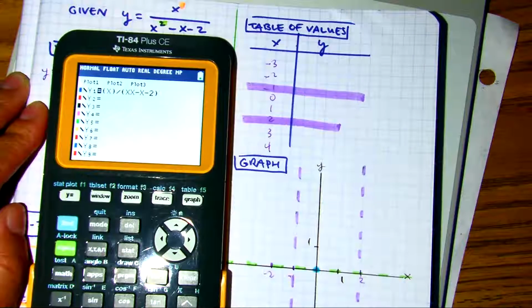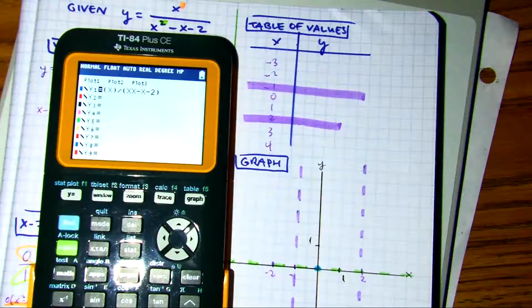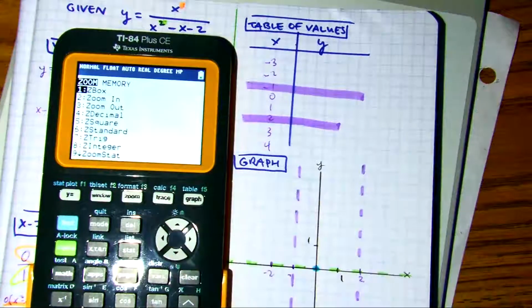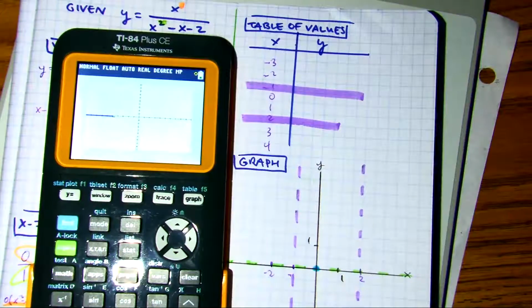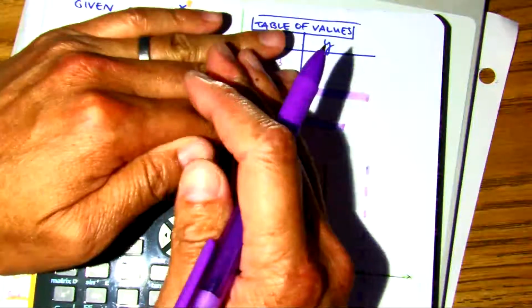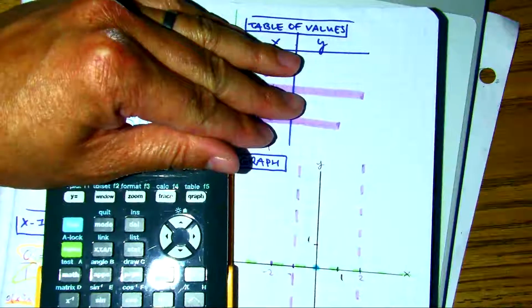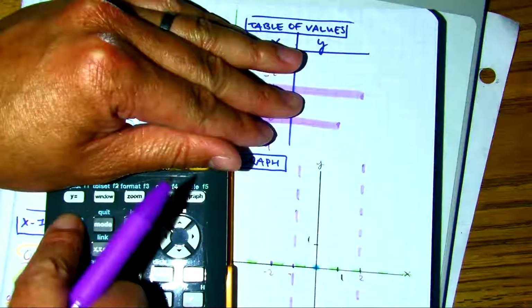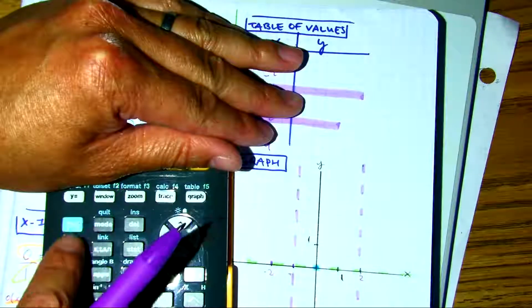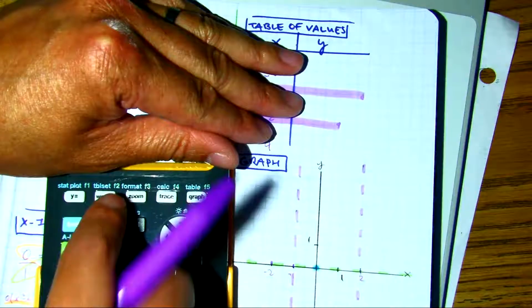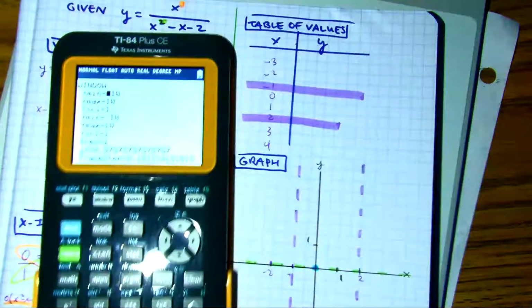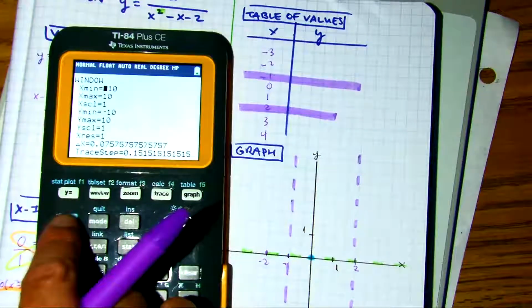Class, how do you get a graph? Zoom 6. Oh no! We weren't supposed to look. What did I tell you to do? Table. How do you get to the table? Second. Okay, before you do that, let's double check. Second, go to table set. So second window. I press window. Press second window. And you should have this.